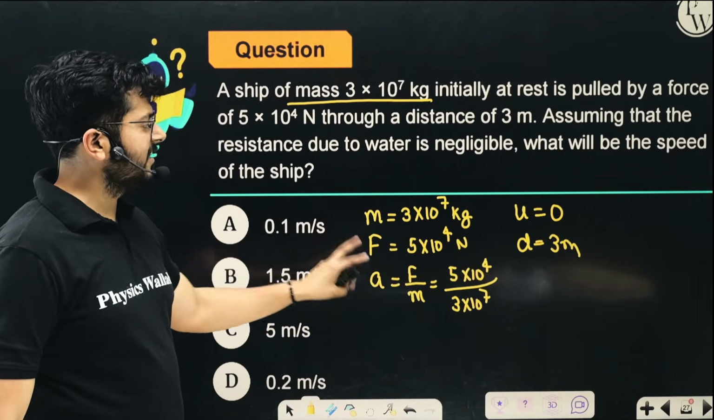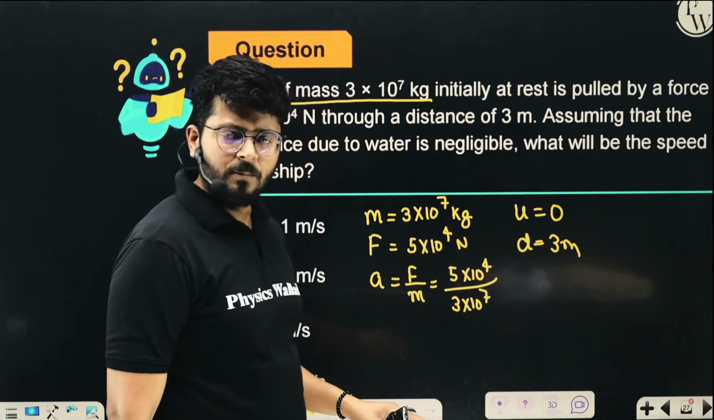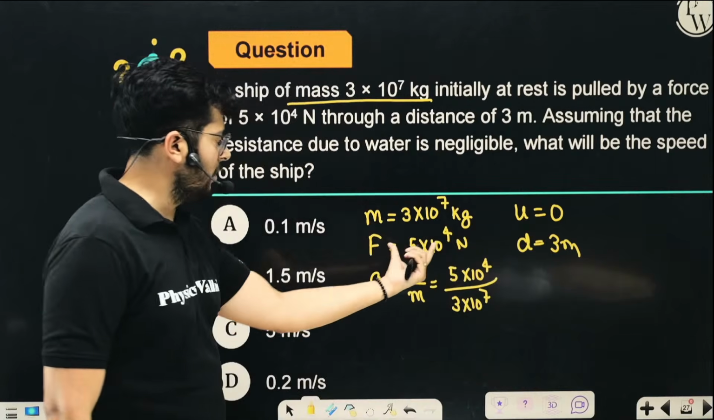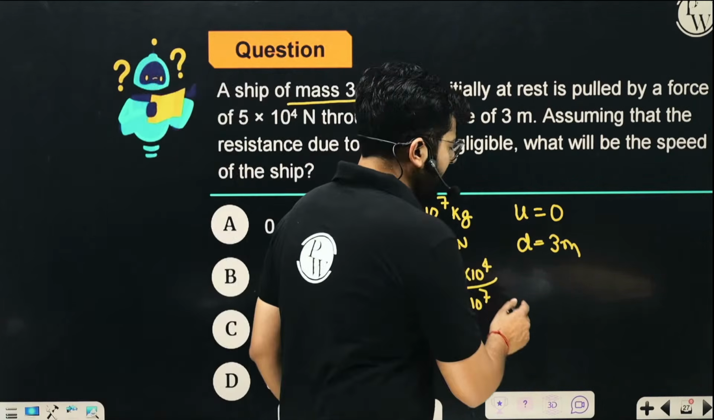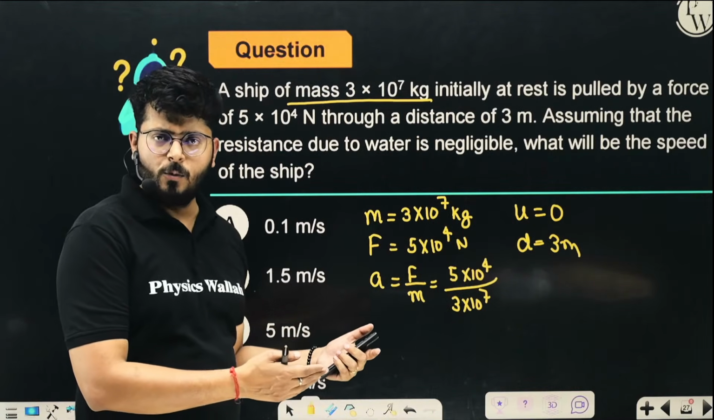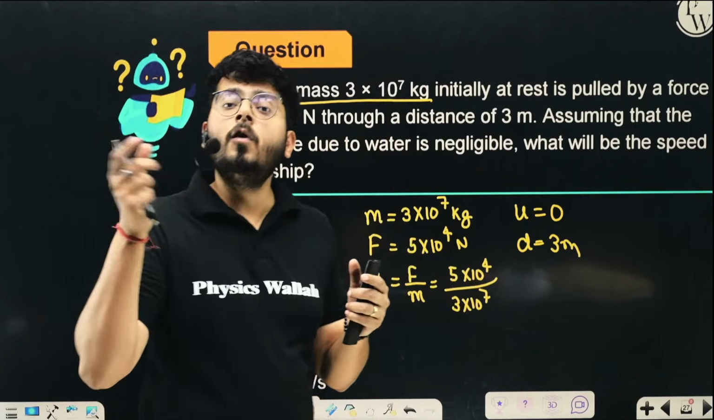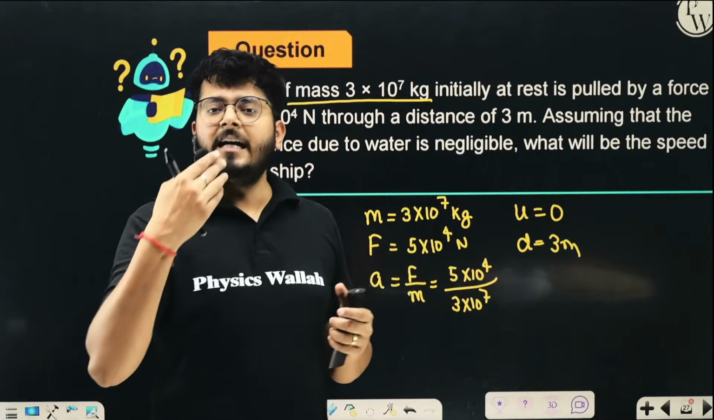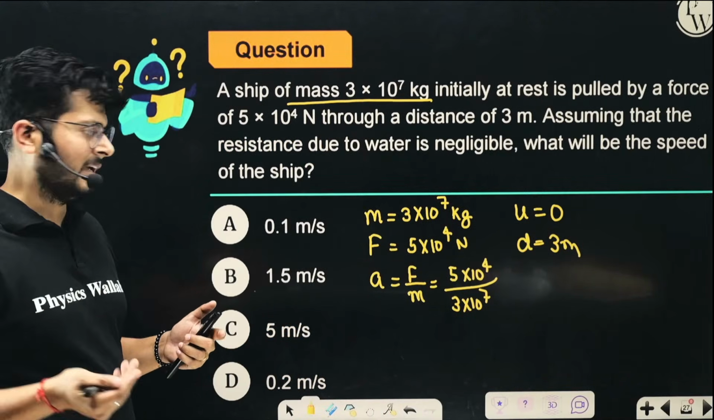Once you know the acceleration of a body, it starts with zero velocity and has a certain acceleration. A constant force means a constant acceleration. You have already studied the kinematics equations of motion. If the body is moving with a constant acceleration, we can apply the simple equations of motion: v is u plus at, s is ut plus half at square.